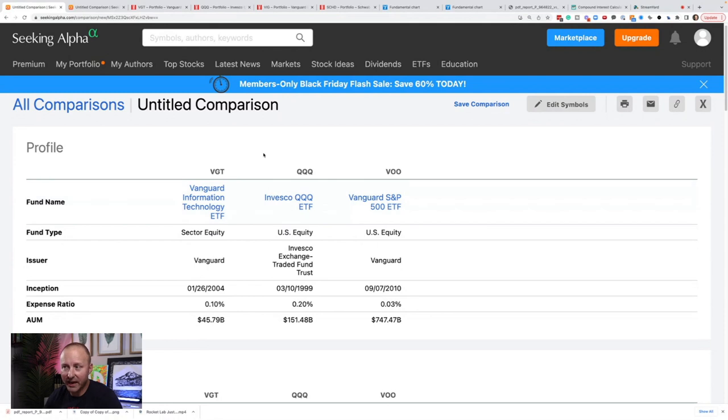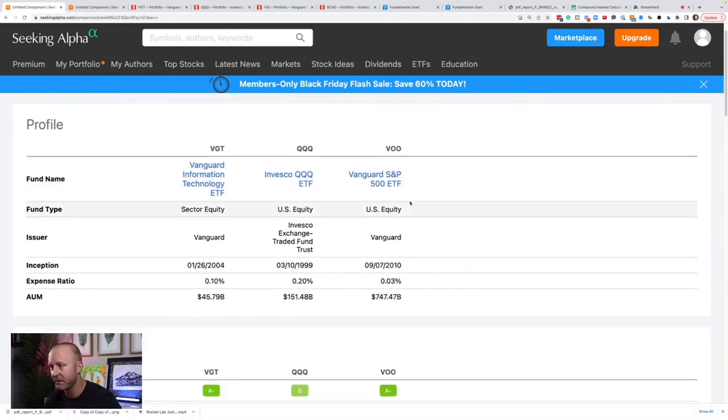In the growth category, the only two funds that I would consider if I'm 10 years or more away from retirement are Vanguard Information Technology ETF, VGT, and QQQ. At the end of the video, I'm gonna tell you exactly which one of these I prefer over the other. And right here, we're comparing them to VOO, which is the Vanguard S&P 500 ETF.